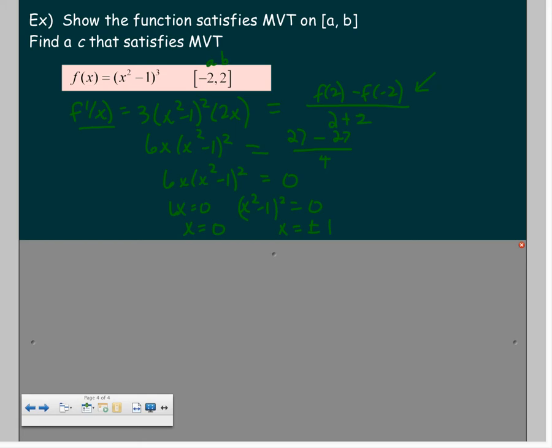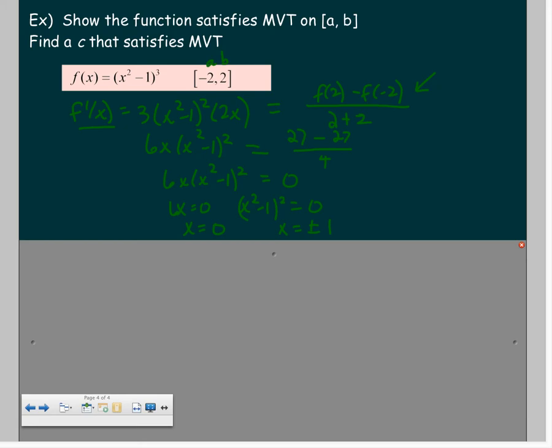So with this mean value theorem, there wasn't just one place where the average rate of change equaled the instantaneous rate of change. There were actually 3 places where the average rate of change equaled the instantaneous rate of change from -2 to 2: at 0, positive 1, and -1.